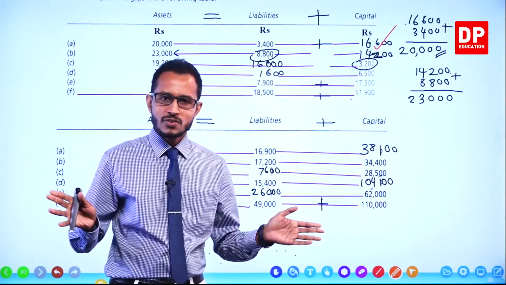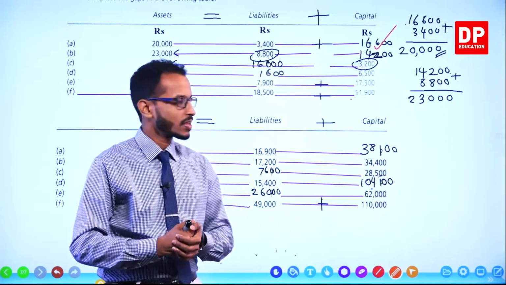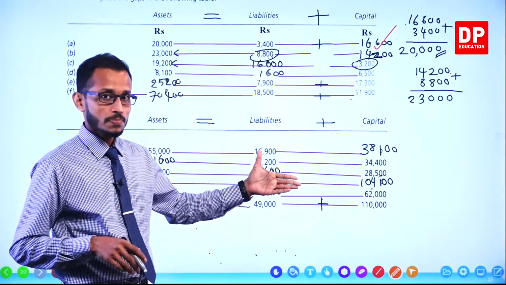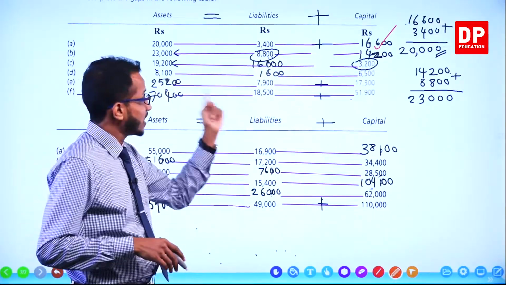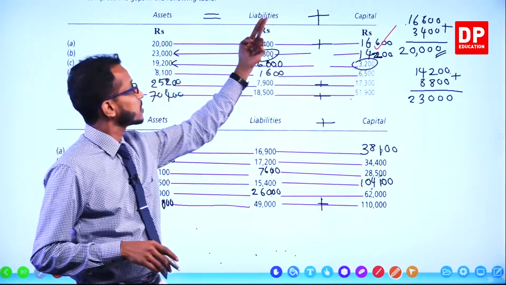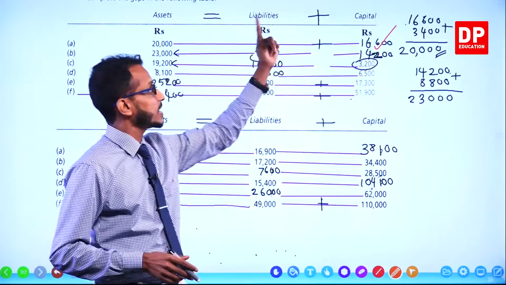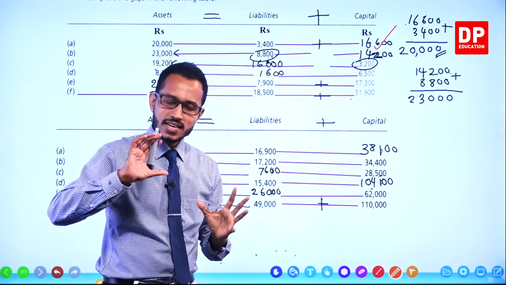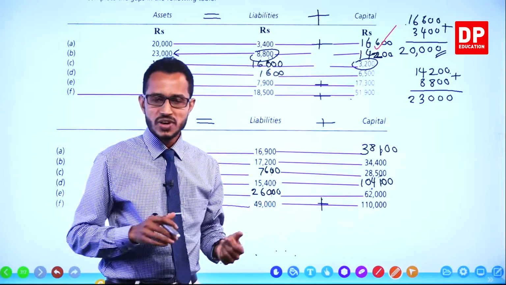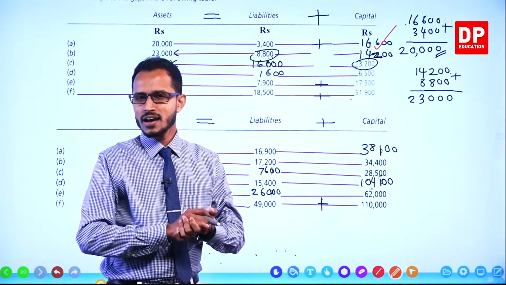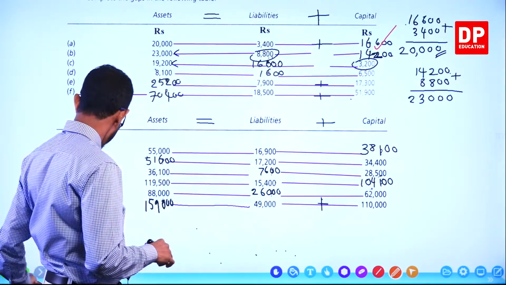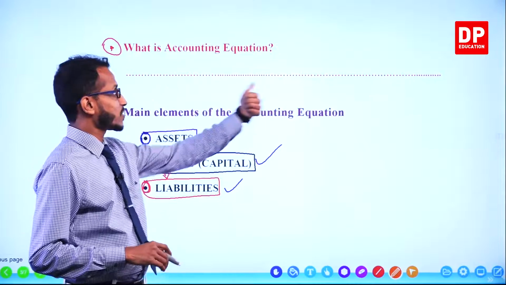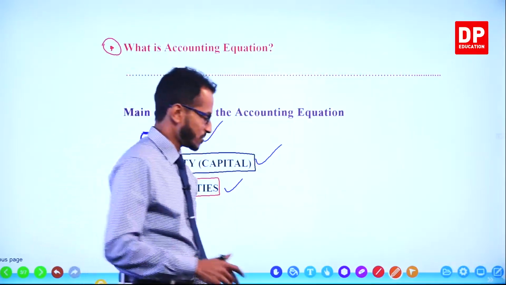That way, children, we end today's session. We learnt about the accounting equation and the relationship between the elements, assets, liabilities and capital. That is what the accounting equation demonstrates. Aren't we forgetting something? All right. Good if you remembered. We didn't write the definition of accounting equation.